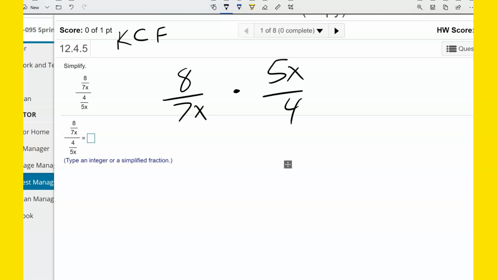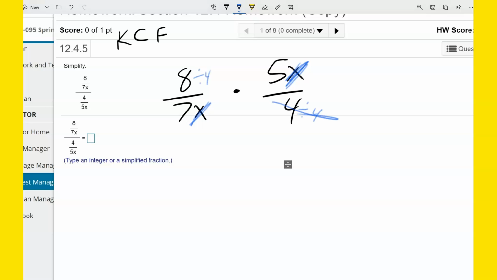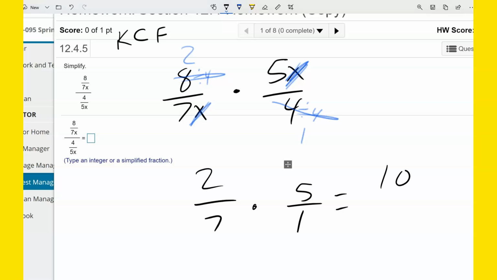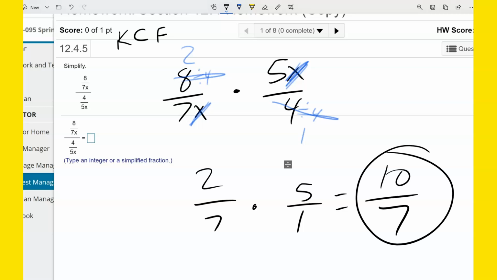And so now what happens? You can simplify things like the x and the x can both cancel out. The 8 and the 4 can reduce each other by dividing both by 4. So that becomes a 1 and that becomes a 2. And so now my problem is 2 over 7 times 5 over 1. So it's just 10 over 7 as the answer.